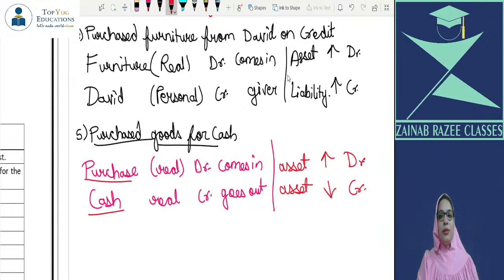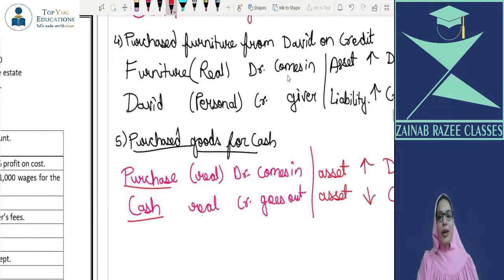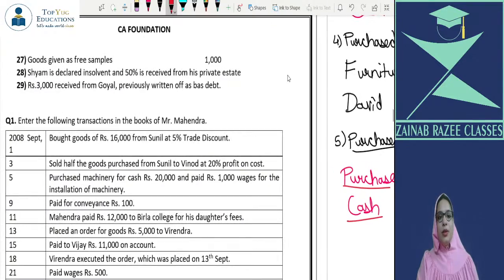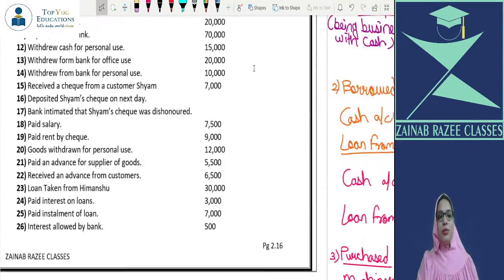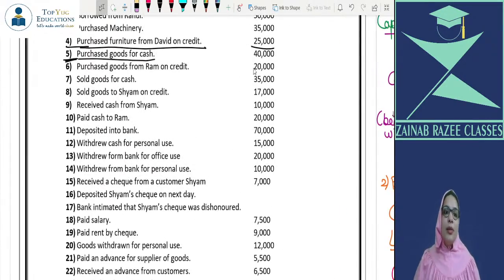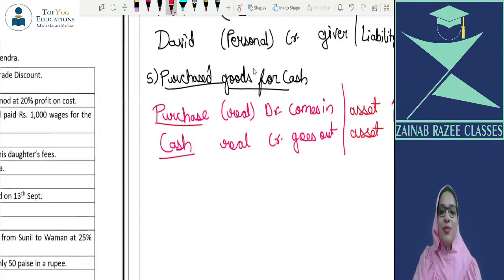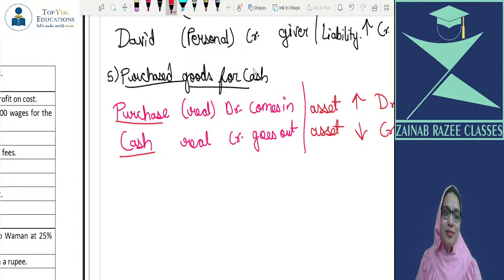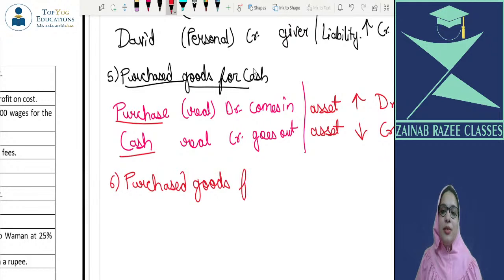Then going on to the next one. All of you are writing with me. Purchased goods from Ram on credit. Coming to the sixth one. Purchased goods from Ram on credit. Now tell me, what will the entry be?